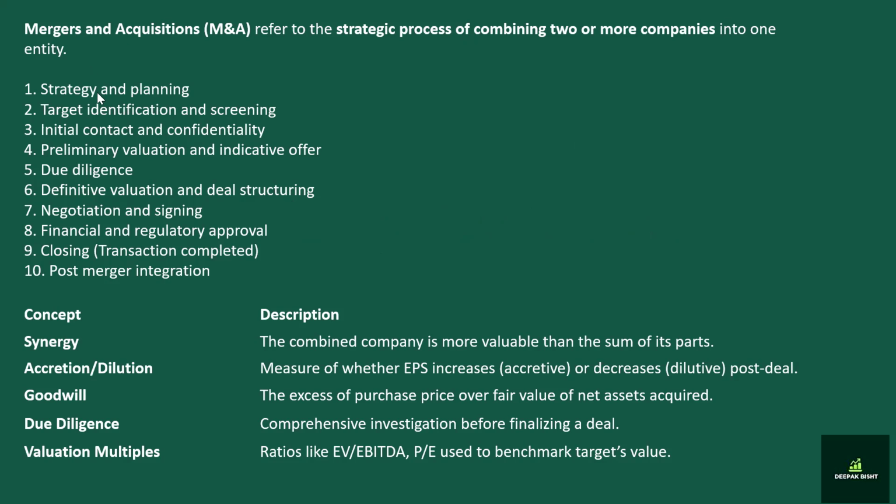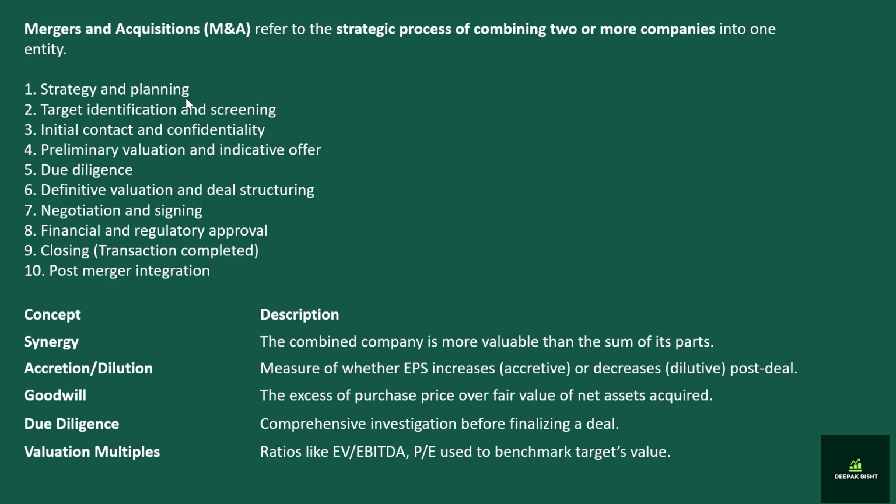We start with strategy and planning. We define strategic goals like market expansion, diversification, and technology acquisition. What do we actually want to do? We define strategic goals first. Either we want to expand our market, or we want to diversify, or merging or acquiring with an entity will give us technological acquisitions.